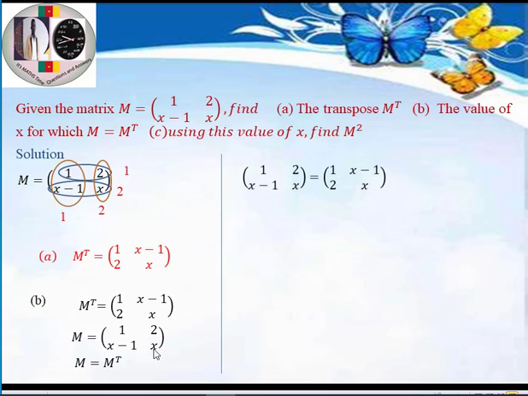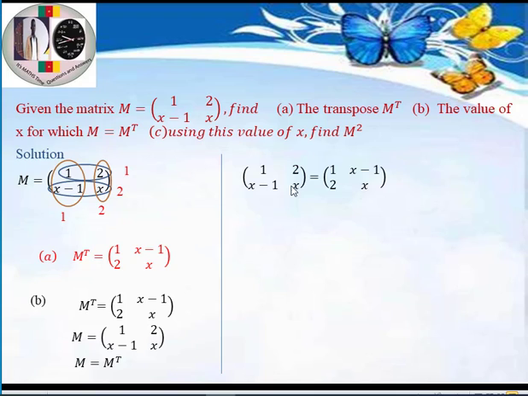For two matrices to be equal, the corresponding entries must be equal. What do I mean? This value 1 must be equal to this value 1. This value 2 must be equal to x minus 1. This value x minus 1 must be equal to 2, and this value x must be equal to this value x. So those corresponding entries must be equal, and we can select anywhere we have a value of x and solve for x.